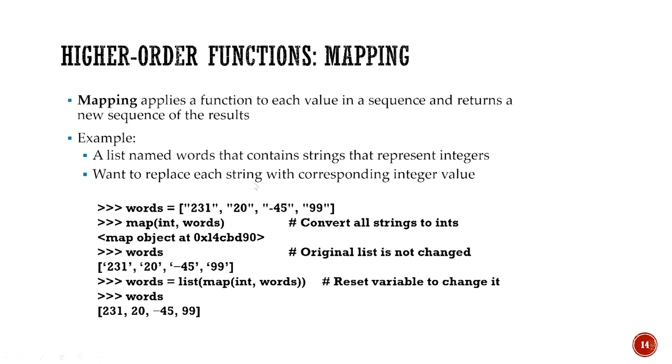A list named words that contains strings that represent integers. So there are integers, but their data type is string. So if we want to add them up, we need to convert them to numbers. If we want to replace each string with the corresponding integer value, we use the map function. So map, and then the first input argument, what function you want to apply. Here we want to make them integers. So we apply the int function, and which variable, words. So let's try to implement this.